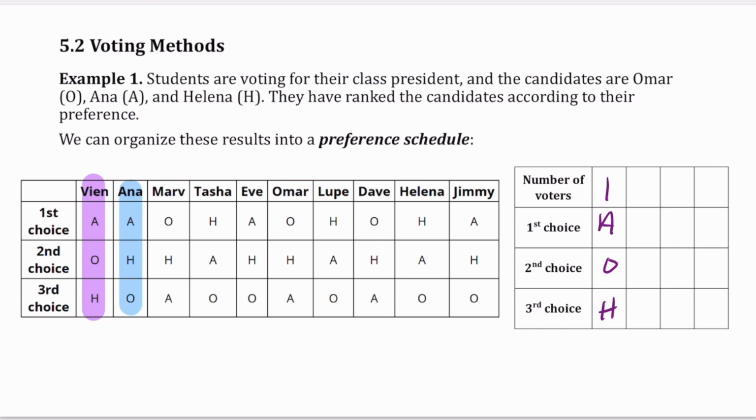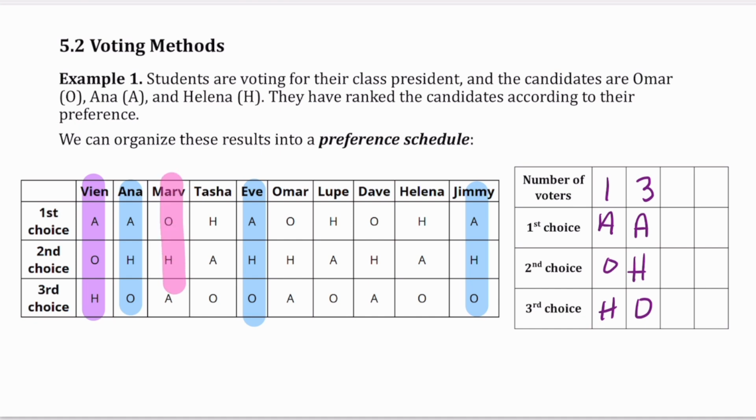Next, we'll look at the next person who voted, Anna. Anna chose herself for the first choice, Helena for second choice, and Omar for the third choice. We'll look through and see if there are any other people who voted that same order of preference. Looks like we have 3, so we'll fill that into our preference schedule.